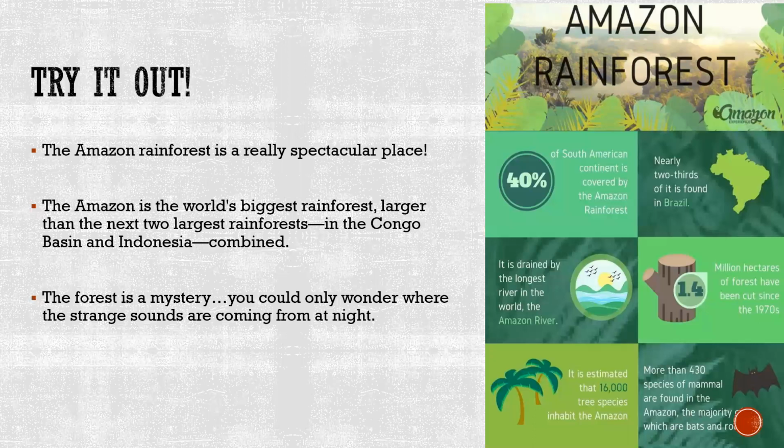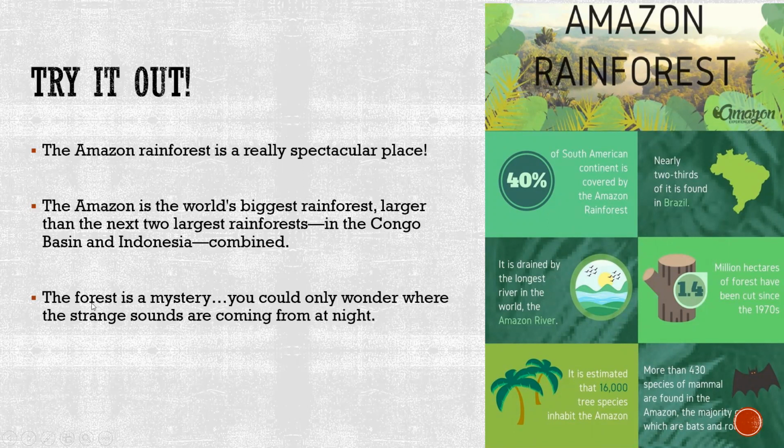Okay, so if your answers are like this, then you are correct, right? So the first one, the Amazon rainforest is a really spectacular place. It's expressing strong emotions, so you should be using what? An exclamation point, that's right. Next one. The Amazon is the world's biggest rainforest, larger than the next two largest rainforests—in the Congo Basin and Indonesia—combined. So you wanted to emphasize that the next two largest rainforests after the Amazon are in the Congo Basin and Indonesia. So in that case, you have to use dashes.